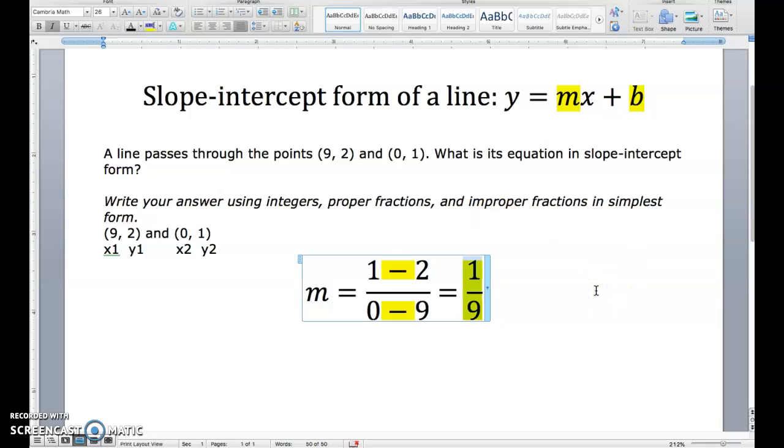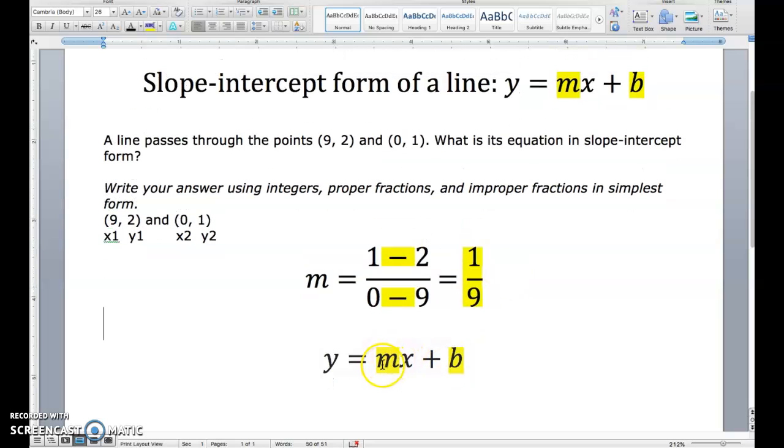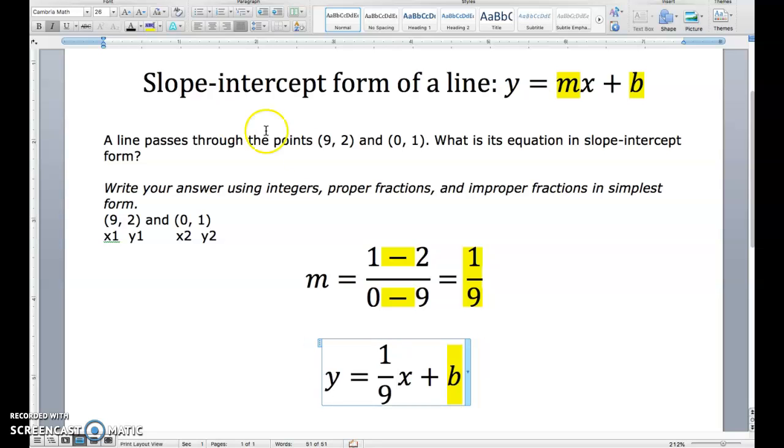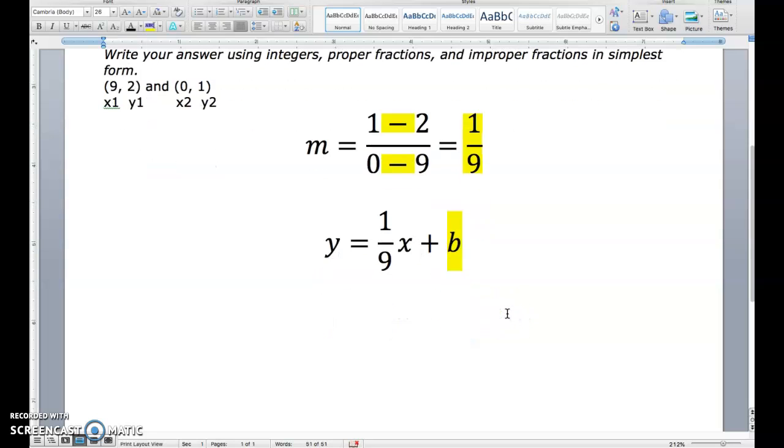The reason why this problem is harder is that we're stuck with a fraction for our slope, which is going to make calculating b a little more work, but nothing we can't handle. So let's see. We said that m is 1 over 9. And now we just need to find a number for b. So let's go ahead and do that.